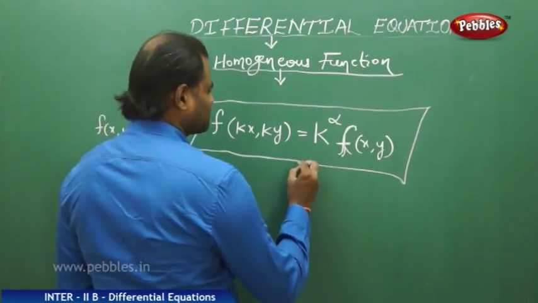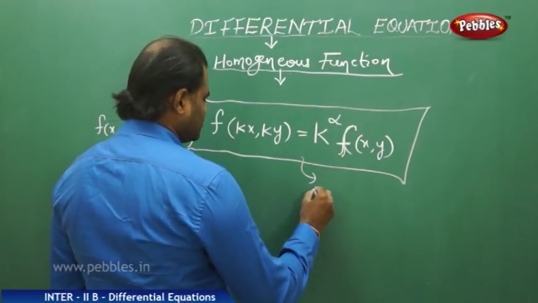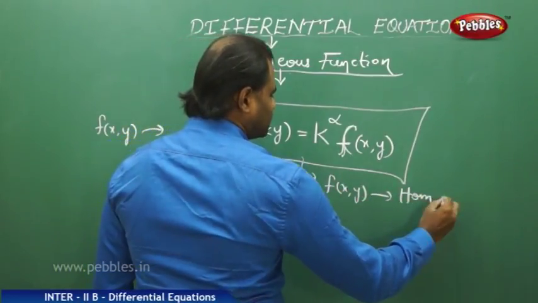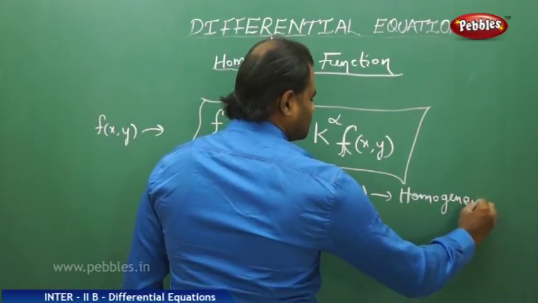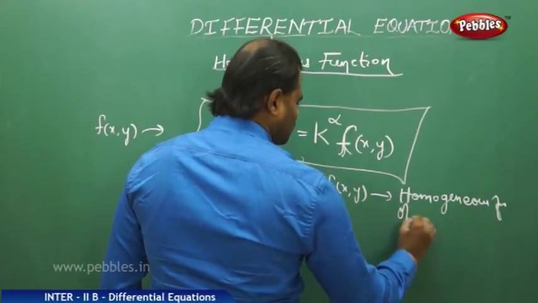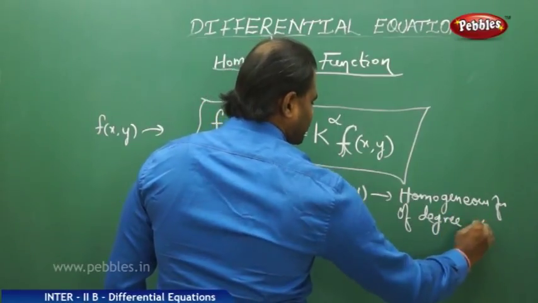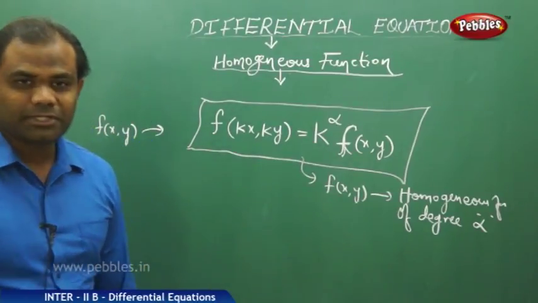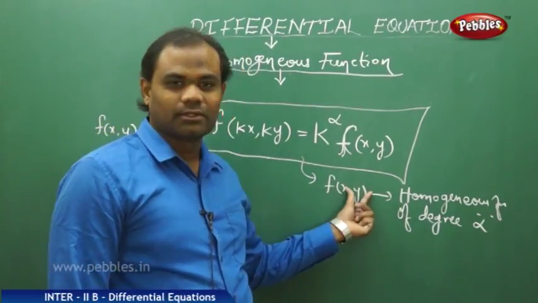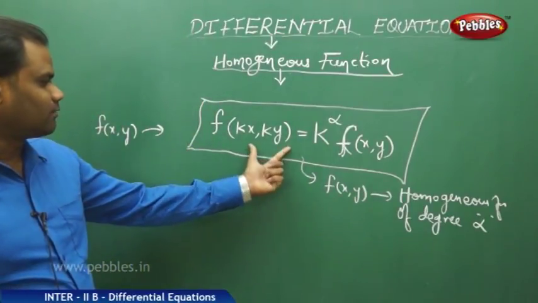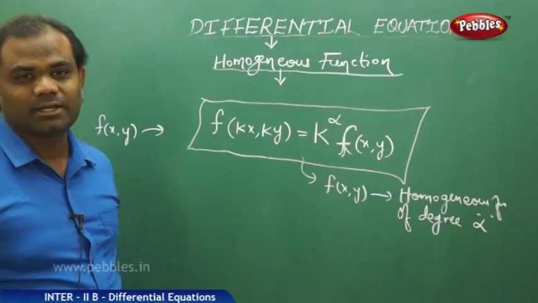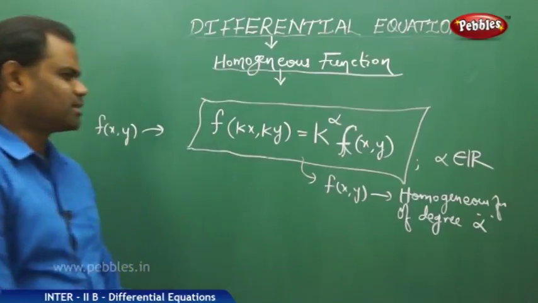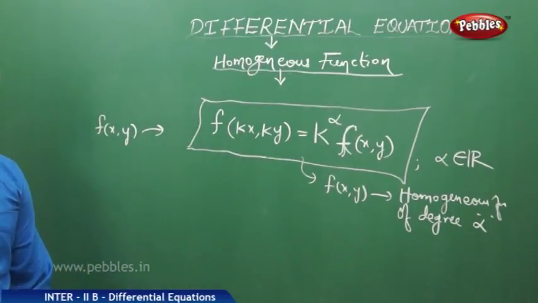Then that implies f of xy is called a homogeneous function of degree alpha in two variables x and y. So when I want to check for homogeneity of the function, I simply check whether f of kx ky is equal to k power alpha times f of xy, where alpha is a real number. This is how we understand the homogeneous function definition.